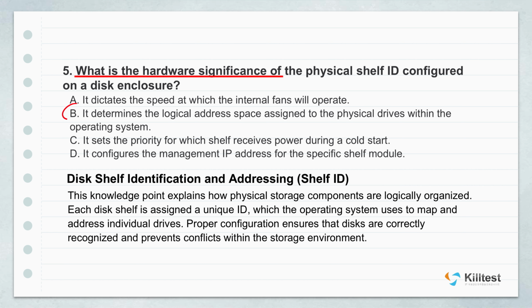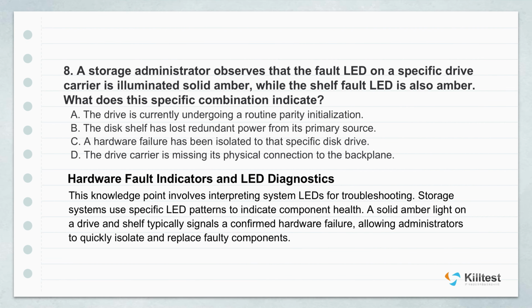Okay, so understanding that logical map is great, but eventually a human engineer has to walk into a freezing cold, incredibly loud data center and physically touch the hardware. How do they know what to pull? Let's check. Question 8. Let's do it. A storage administrator observes that the fault LED on a specific drive carrier is illuminated solid amber, while the shelf fault LED is also amber. What does this specific combination indicate?